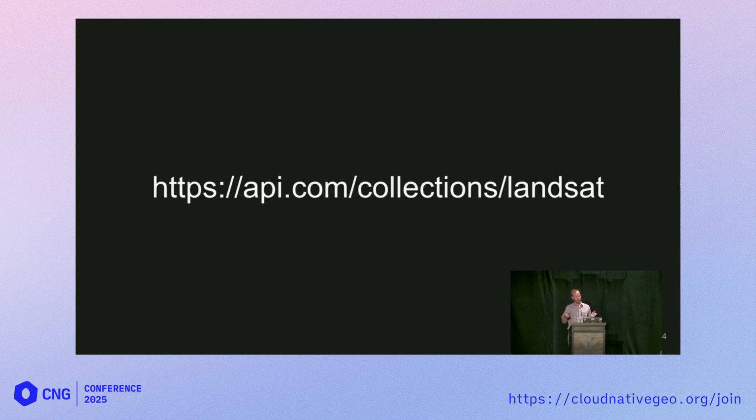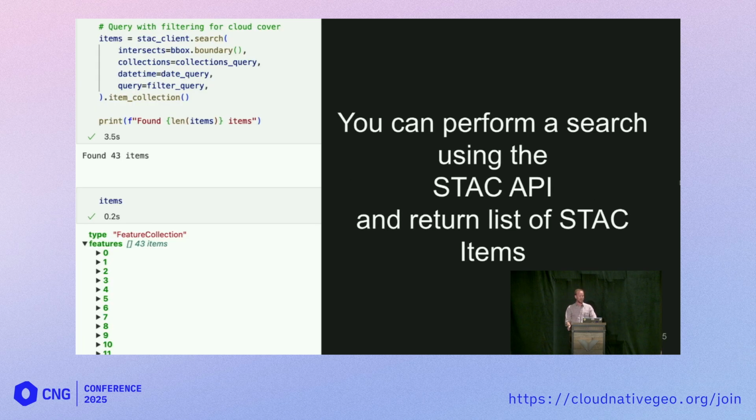A REST API is like the most simple API. I tried to use SOAP API. I never got one of those to work. I don't know if anybody else did. But really, it's just a bunch of URLs. And you've got one here. You've got the collection called Landsat, and it gives you metadata about that. You can add /items, and you get a whole bunch of items. You can remove the rest of it and put search and a question mark and add a bunch of query parameters, and it returns information.